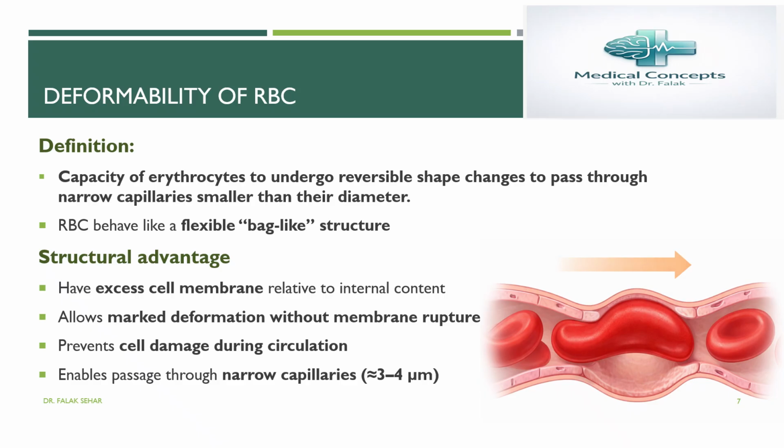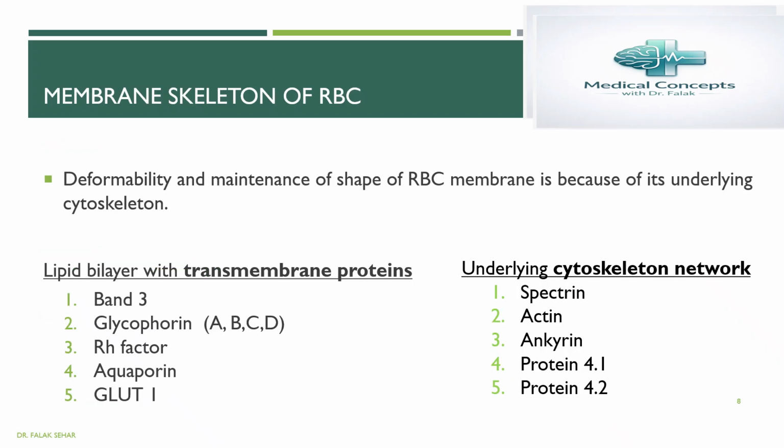As a result, red blood cells can easily squeeze through very narrow capillaries, sometimes as small as 3 to 4 micrometers, without getting damaged. This prevents mechanical damage during circulation and ensures efficient delivery of oxygen to the tissues. So deformability is essential for both red blood cell survival and proper microcirculatory flow. This deformability and the shape of the red blood cells are maintained by a specialized membrane skeleton that is present just beneath the lipid bilayer.